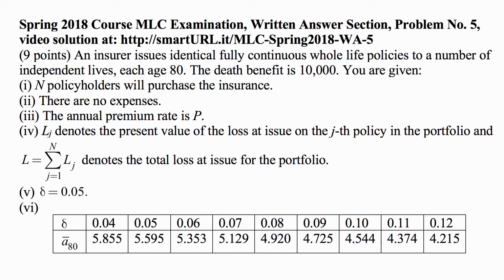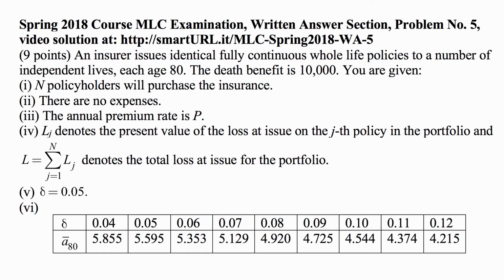Here's the problem for today, for July 14th, 2018. This is problem number 5 from the written answer section of the Spring 2018 exam MLC. An insurer issues identical fully continuous whole life policies to a number of independent lives, each age 80. The death benefit is $10,000. You are given that policyholders will purchase the insurance. There are no expenses. The annual premium rate is P.